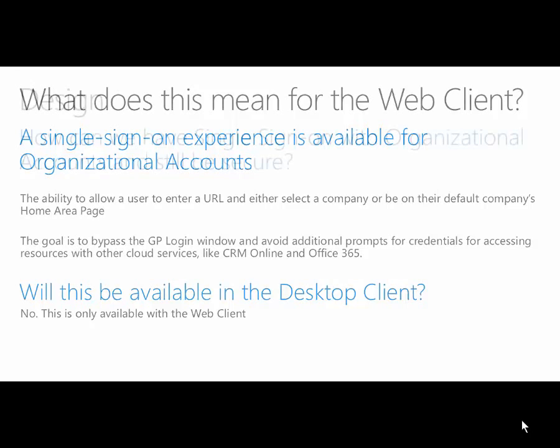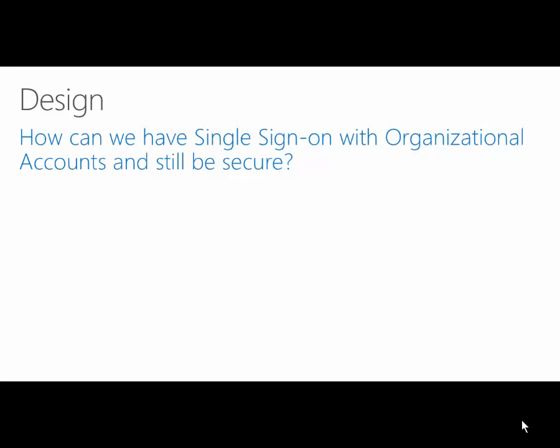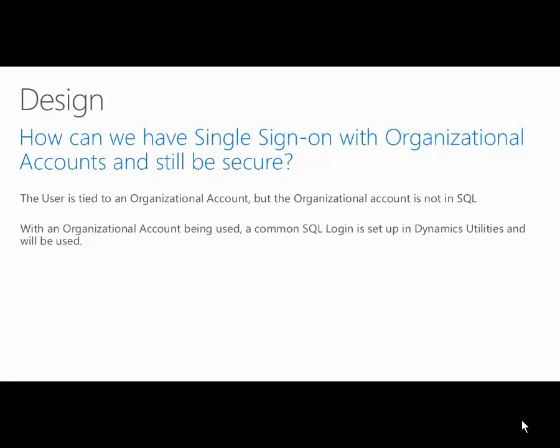So from a design perspective, how could we have a single sign-on with organizational accounts and still be secure? The user in GP is tied to an organizational account, but that organizational account is not in SQL. With the organizational account being used, a common SQL login is set up in utilities, and that account is used for accessing the database. And lastly, the identity on the runtime process that gets spun up is set during the web client install.